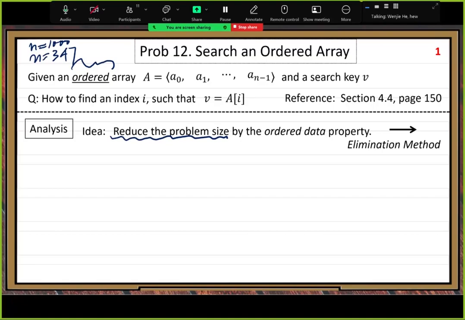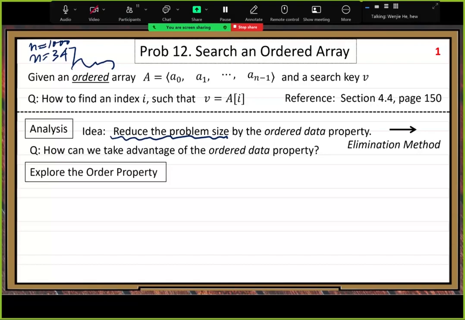When we do elimination, we can make a good prediction. After we make a good prediction, we can apply the elimination method. Let me explain this analysis in detail. How can we take advantage of the ordered data property by prediction? Explore the order property.